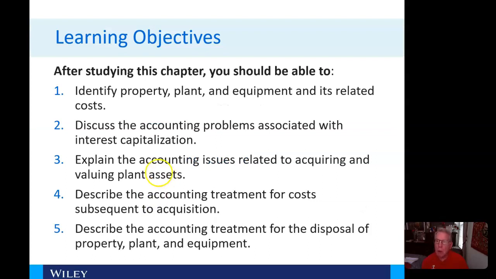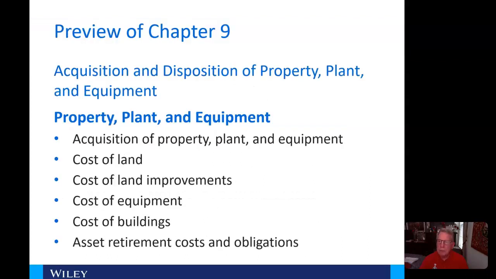Okay, after we go through this chapter, you're going to be able to identify property and plant and equipment, its related costs, discuss the accounting problems associated with interest capitalization, explain the accounting issues related to acquiring and valuing plant assets. Then we're going to describe the accounting treatment for costs subsequent to acquisition. And finally, describe the accounting treatment for the disposal of property, plant, and equipment.